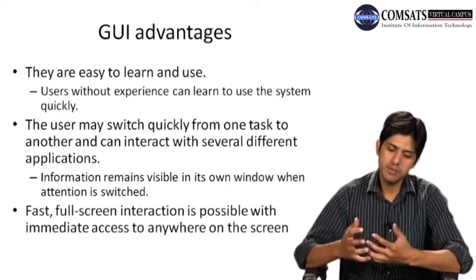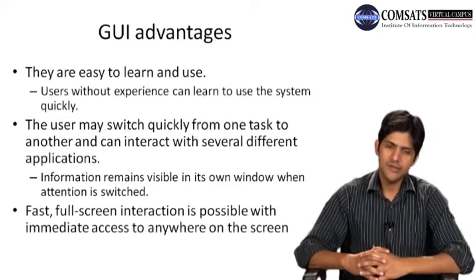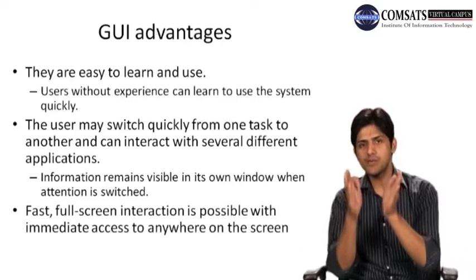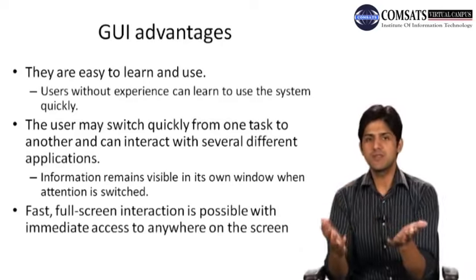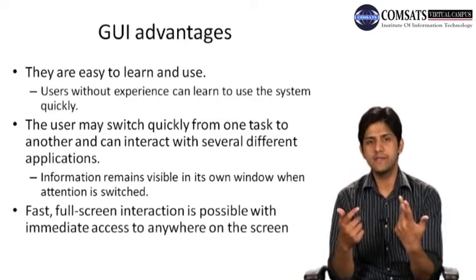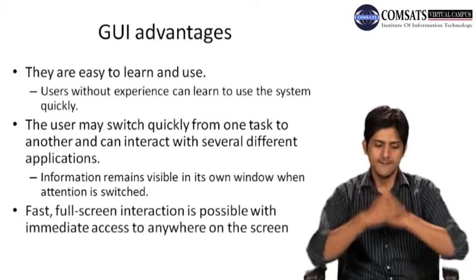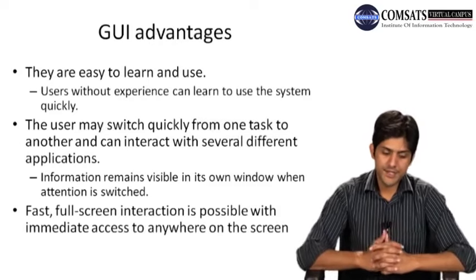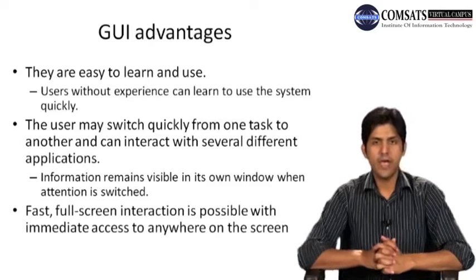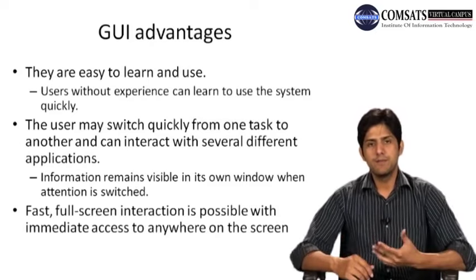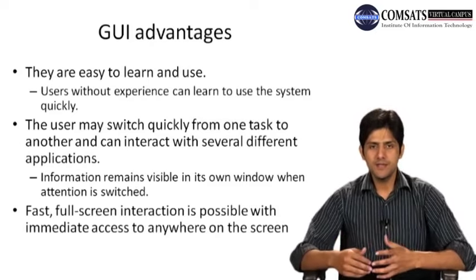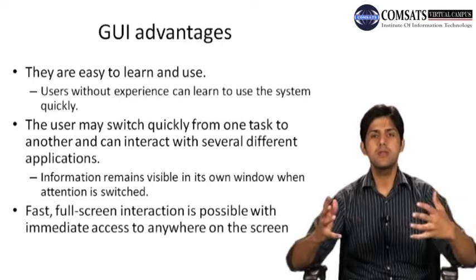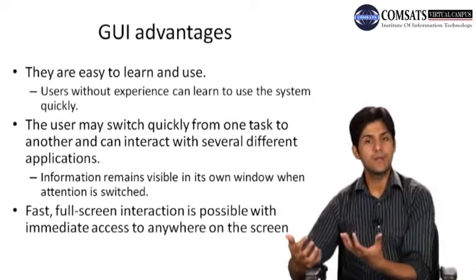And how does it enable that? The information remains visible in its own window when attention is switched. So even if we forget what we were doing, when we come back to this window, the information is still there. It helps us know what we were doing. Fast full-screen interaction is possible with immediate access to anywhere on the screen, because through these pointing devices you can access any part of the screen. So you have the whole screen which you can use to represent information.